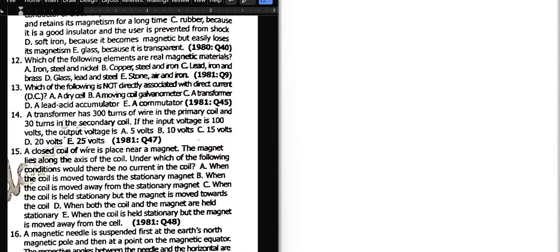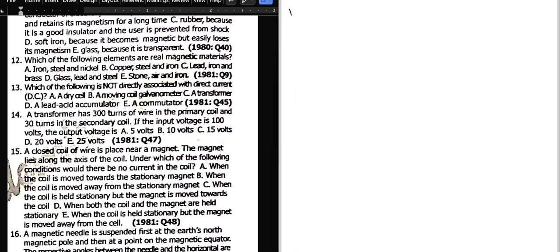Number 14, chapter 28, number 14. That's where I started from. The number 14 says a transformer has 300 turns of wire in the primary coil and 300 turns in the secondary coil. If the input voltage rather is 100 volts, what is the output voltage? What we're looking for is the secondary voltage. All right, we're looking for secondary voltage.